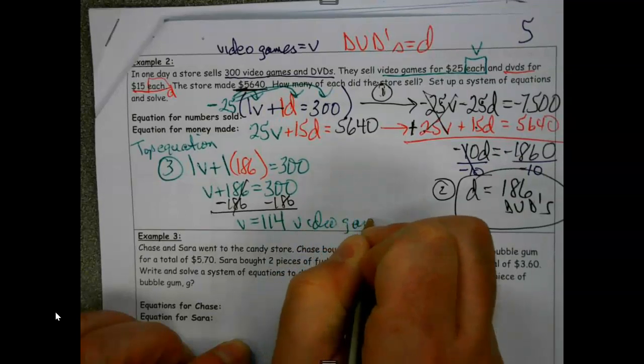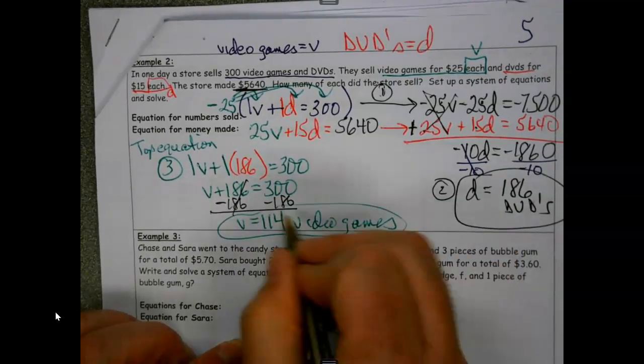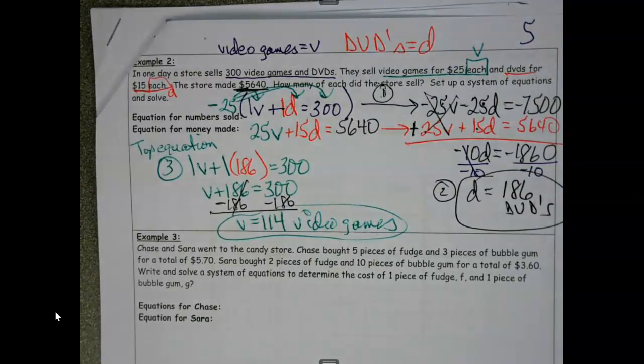And always label on these so I know which one is which. Don't just put 186 and 114 because, again, that can make a difference on how much money we're making or losing. And if you really wanted to be sure they were right, you could plug in the 114 and the 186, and it will come up to 5640. So, same 3 steps we were doing before the elimination, just kind of adjusting a little bit as that goes.